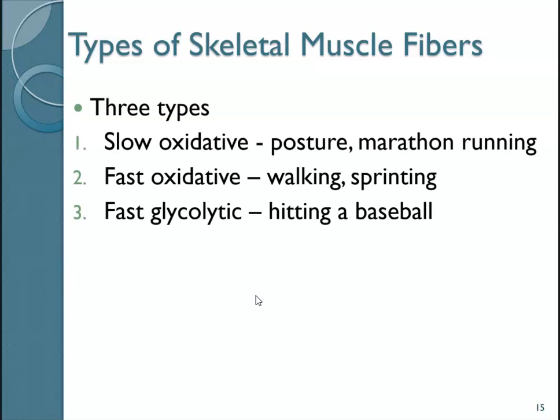So slow oxidative we use for posture as well as marathon running, okay, while fast oxidative we use for walking and sprinting. Fast glycolytic is for when we need to create a tension that does not need to last more than a second, right? So hitting a baseball, throwing a ball, all those very quick actions needing quite a large amount of tension in a very short period of time, we'll use fast glycolytic fibers. And we have these fibers spread throughout our muscles. Depending on the way we train them, we can change some of these, depending on what your aim is.